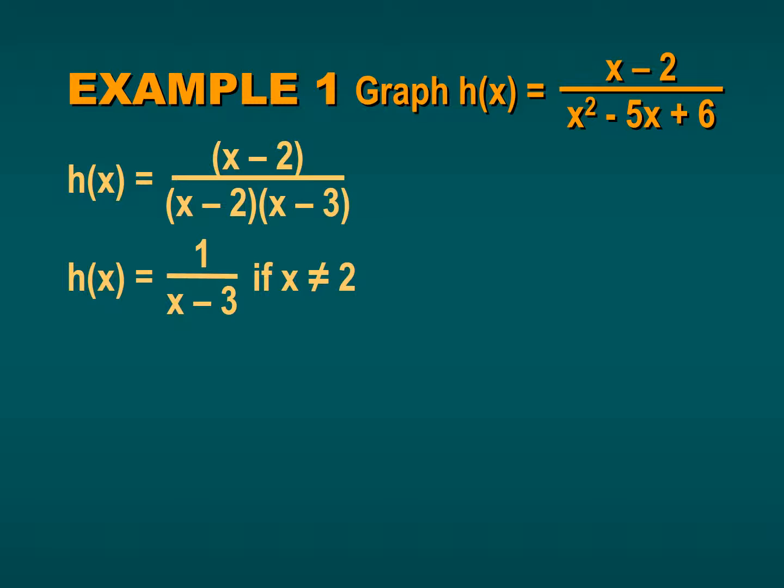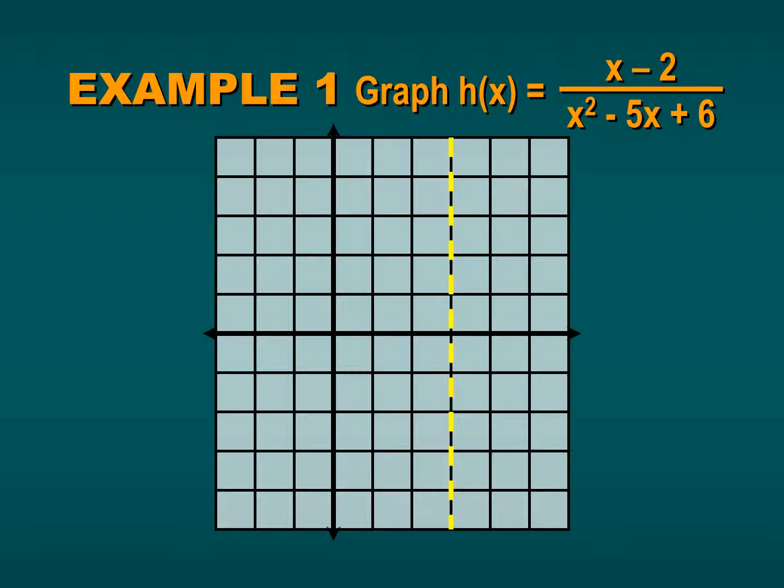But remember, that also leaves a hole, because when they cancel, that a value is your hole. So x cannot be 2. There's a hole at x equals 2 in our graph. So we have an asymptote, right?